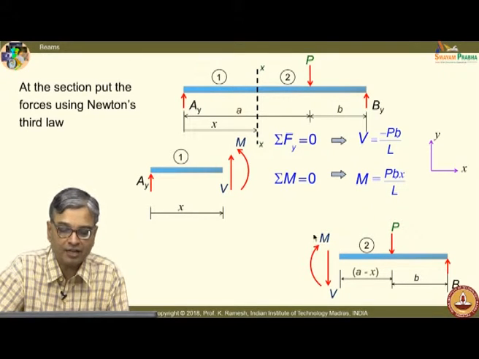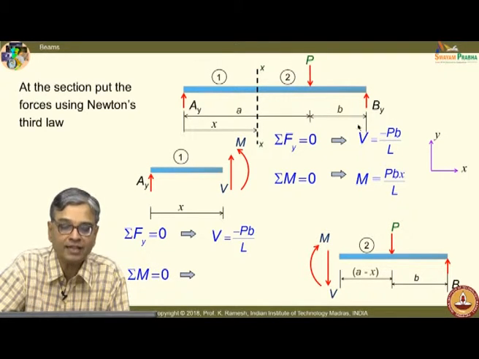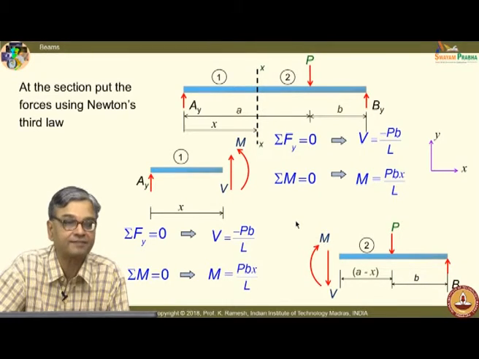So, when I reverse the sign like this based on Newton's third law, I do get the values of V and values of M, including the sign, as identical. There is no change.